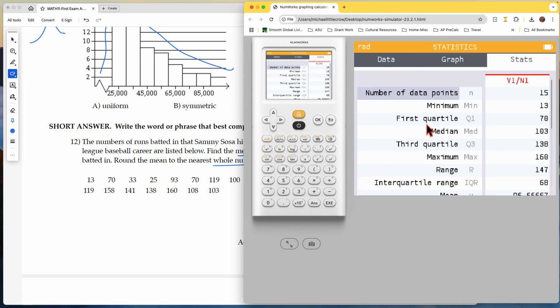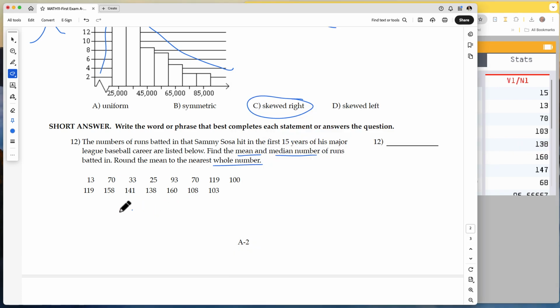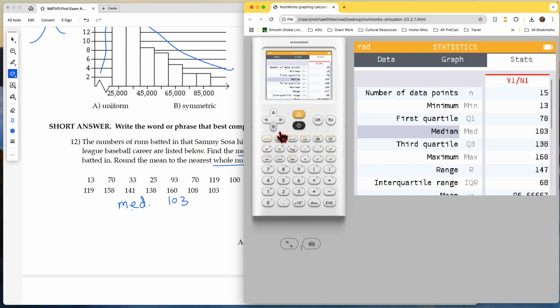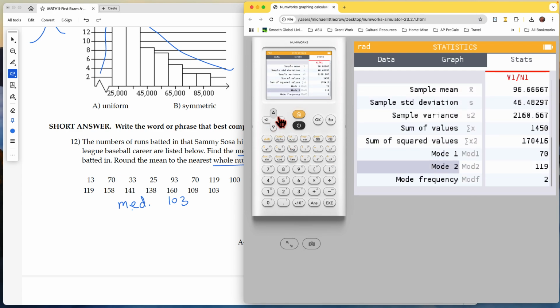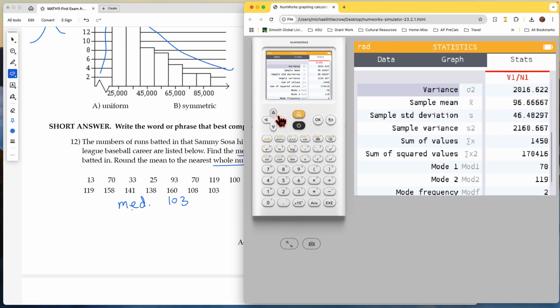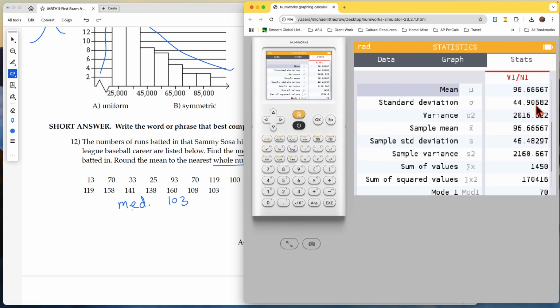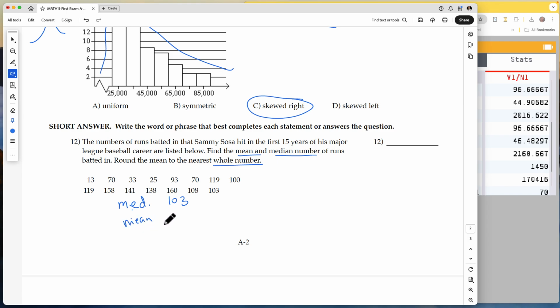You go over to stats, and this is going to give us the values here. The median is going to be 103. So we can just write that down. The median, 103. And then the mean, we just keep going down. Sample mean is 96.6, so 97, and you'll see the population mean is the same because that's what it thinks it is. So 97, we round it up. So that's all you got to do for this one.